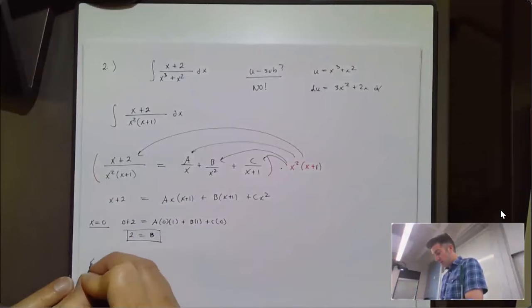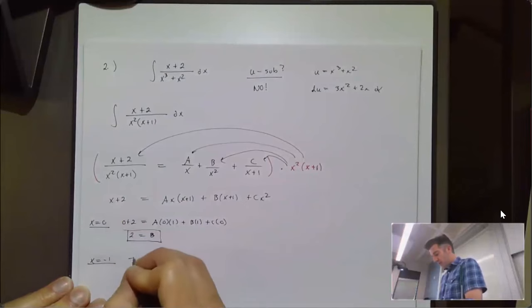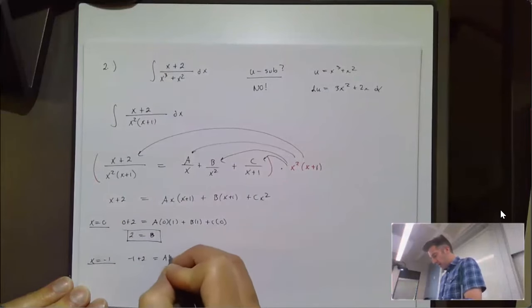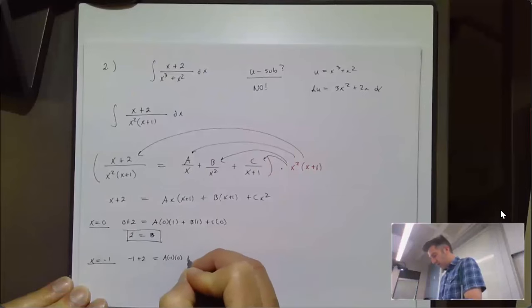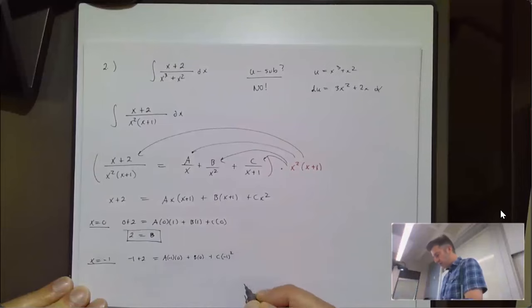Let's pick x equal to -1. So on the left, I get -1 plus 2. On the right, I get a times -1 times 0 plus b times 0 plus c times -1 squared. So -1 plus 2 is 1, and c times 1 is c, so c equals 1.